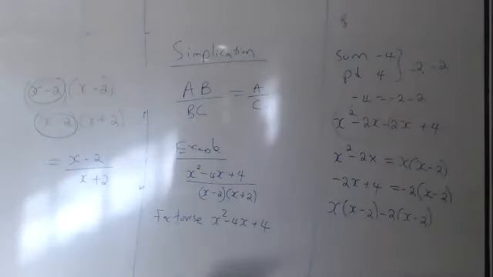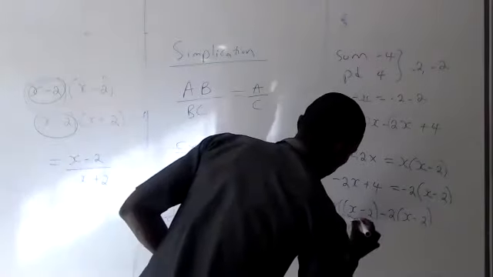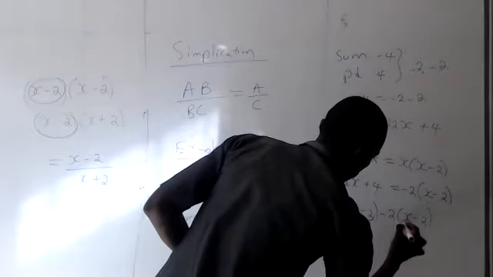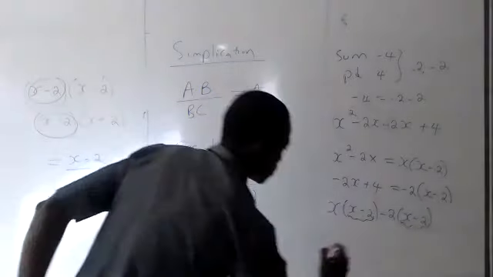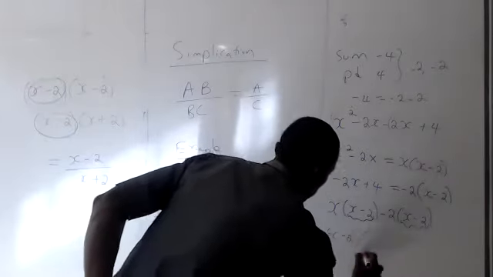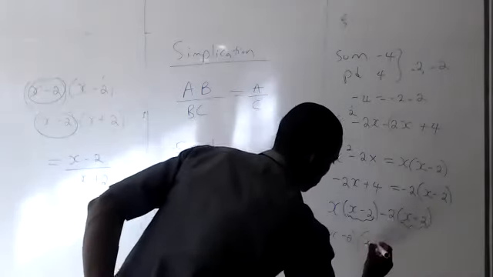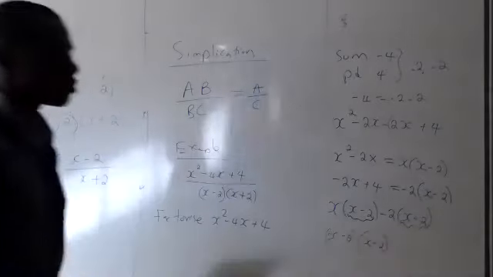Then at this stage, you do factorization. You see x minus 2 is a common factor. We have x minus 2, we also have x minus 2 there. So pull out the x minus 2. X minus 2 into the first expression, x. Into the second expression, you get -2.